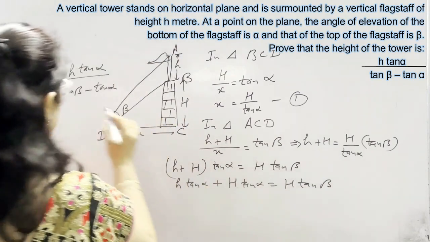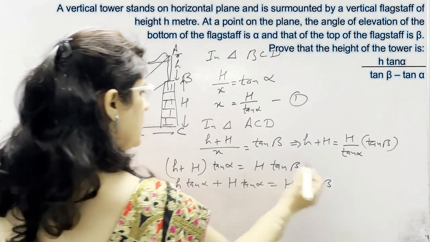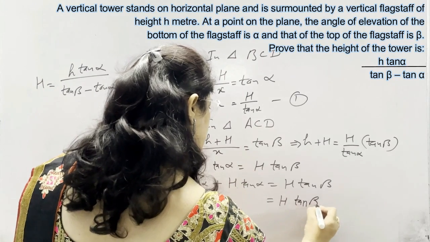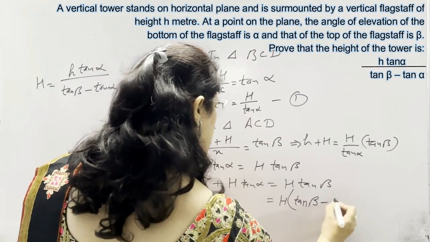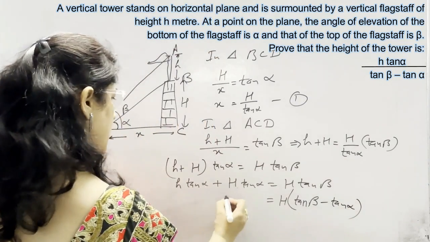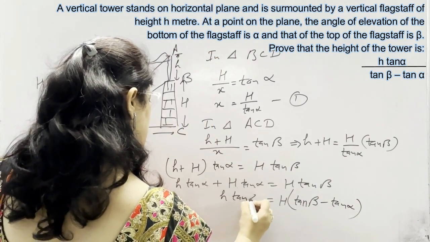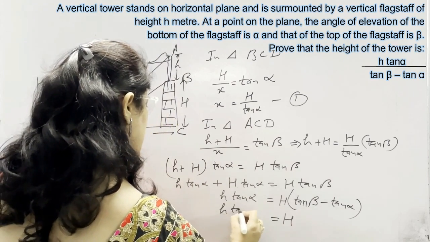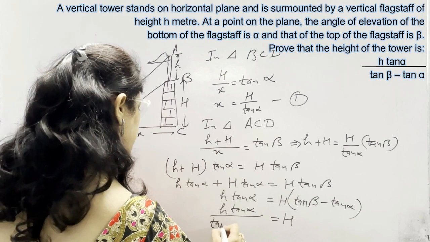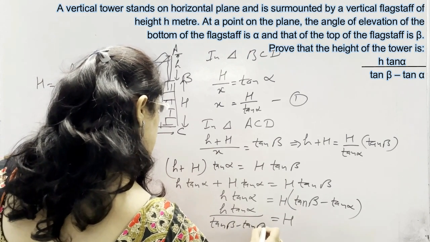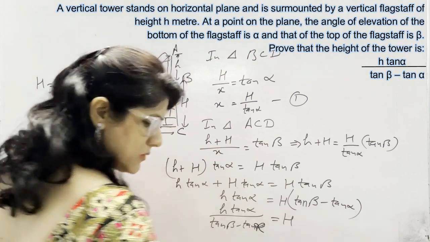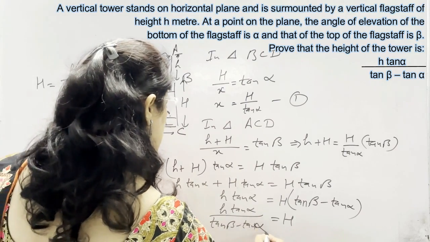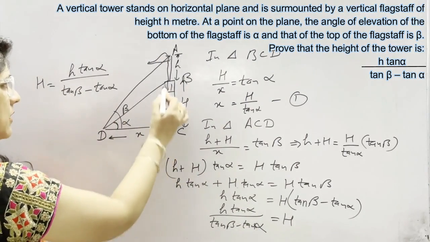H we are calculating here, in the denominator beta minus alpha is there. So we take this term to that side. H tan beta, and taking common H, tan beta minus tan alpha. Remaining term is h tan alpha. So what is the value of H? Capital H is h tan alpha divided by tan beta minus tan alpha. So this is our required term in the question. This is the height of this tower.